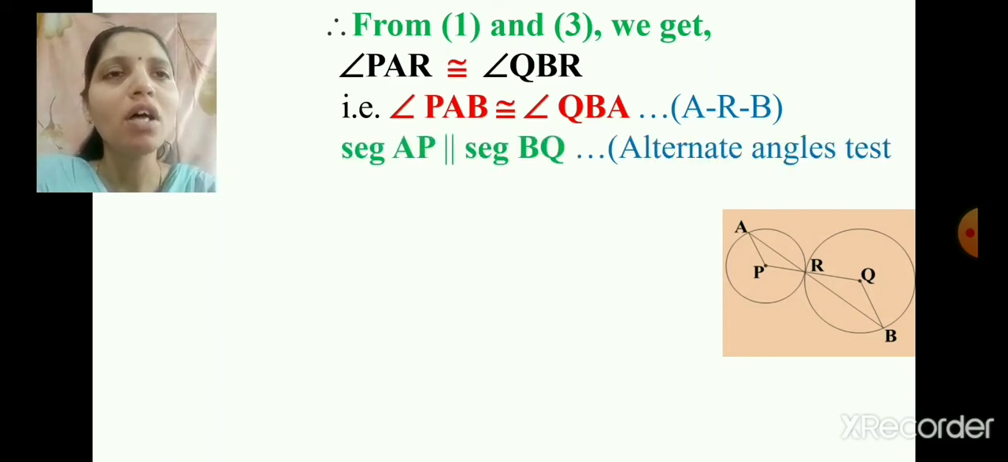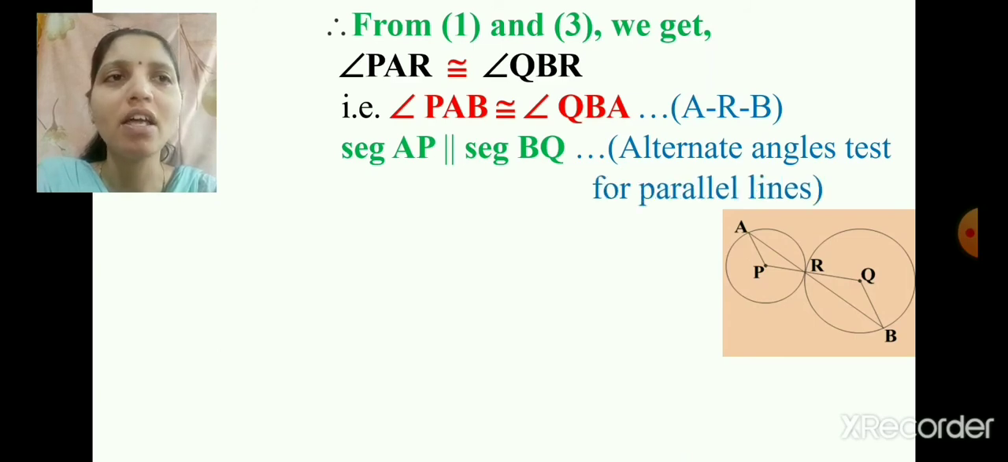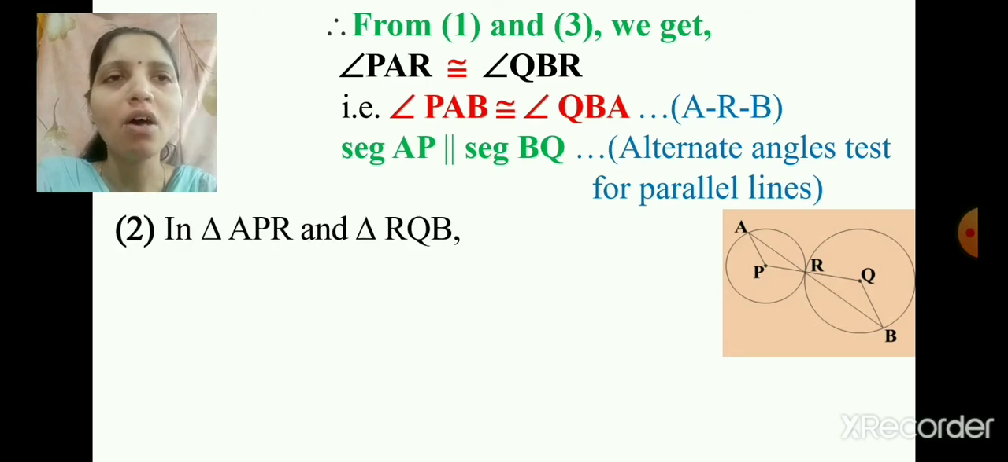Now these two are alternate angles, and we know that if the alternate angles formed by a transversal are congruent, then the two lines will be parallel. Therefore segment AP is parallel to segment BQ, by the alternate angles test for parallel lines. Now this was the first sub question. We got the answer. We have proved that these two segments are parallel.